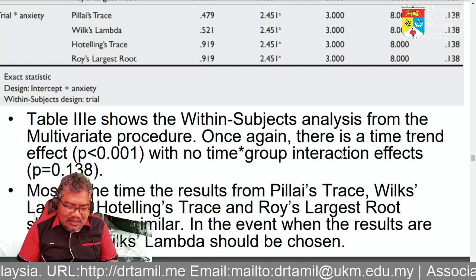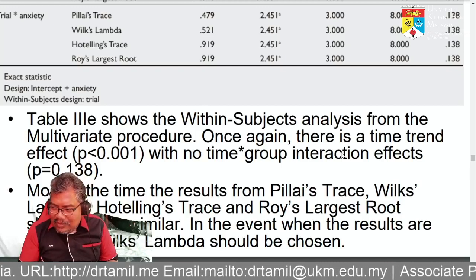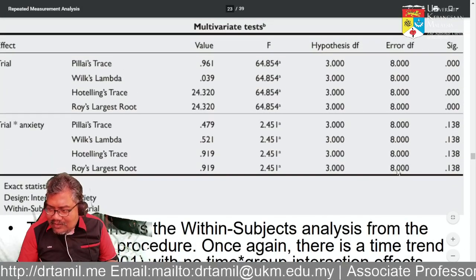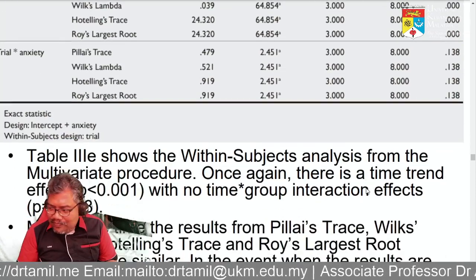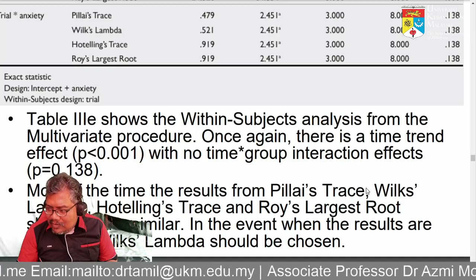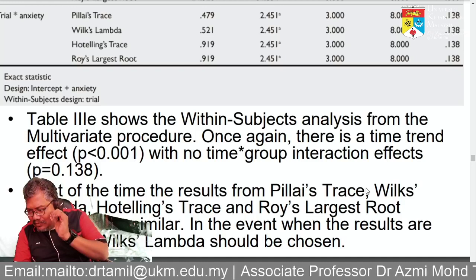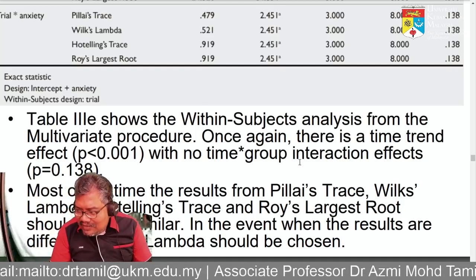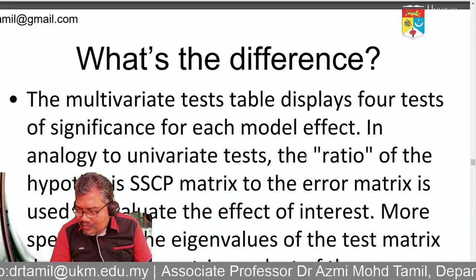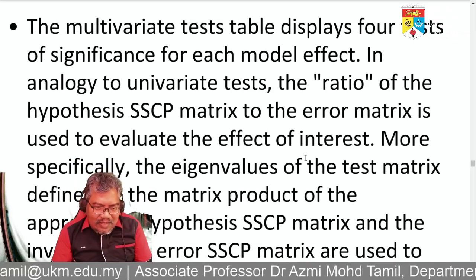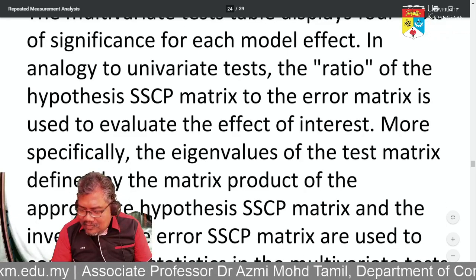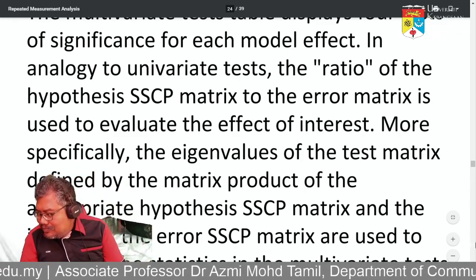In our case, the result is the same. The 1, 2, 3, and 4 are the same. If they are all the same, you take Pillai's trace. In the event that the results are different, you take Wilks' lambda. This one is not available inside SPSS. This one is based on looking up the materials.